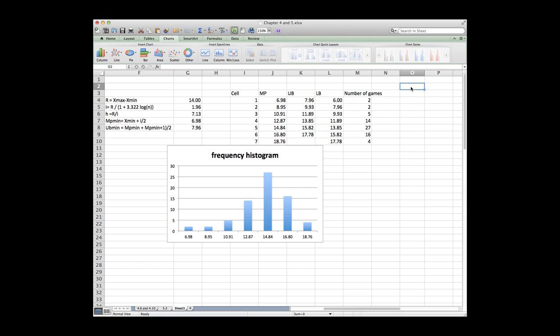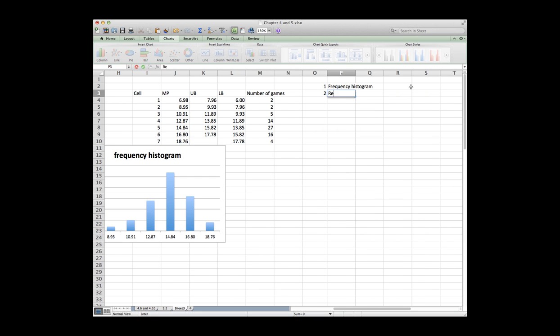Next, I want to talk about the four different types of histograms. The first one is the frequency histogram. We just plotted that. The second is the relative frequency histogram. The third is the cumulative frequency histogram. And the fourth is the relative cumulative frequency histogram. Let's do the second one now. We want to do the relative frequency histogram. We had 70 games played. Okay? So what we're going to do is divide each of these games by 70.